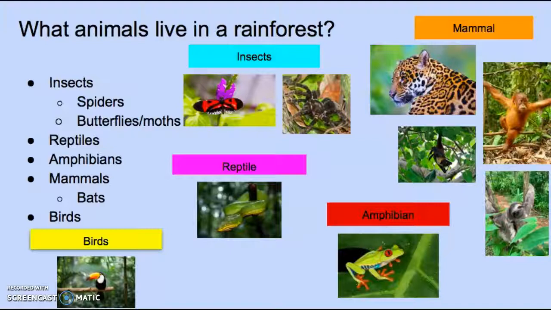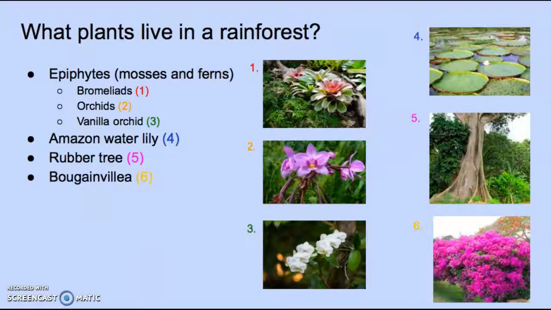In order for all these animals to survive, there needs to be many plants, which leads me to my next slide. Some popular plants that live in the rainforest are epiphytes, which are mosses and ferns, and some examples of those are bromeliads, which are tropical flowering plants, shown in picture number 1. Orchids are in picture number 2, which is a colorful flowering plant. Number 3 is a vanilla orchid, which is a white flower and is the most widely known orchid.